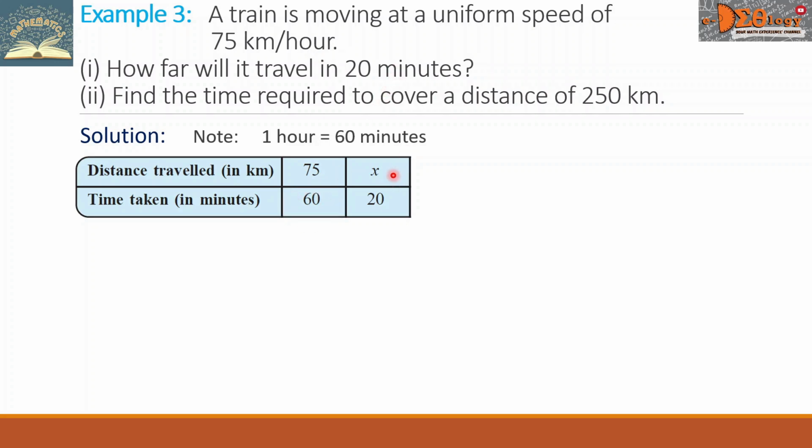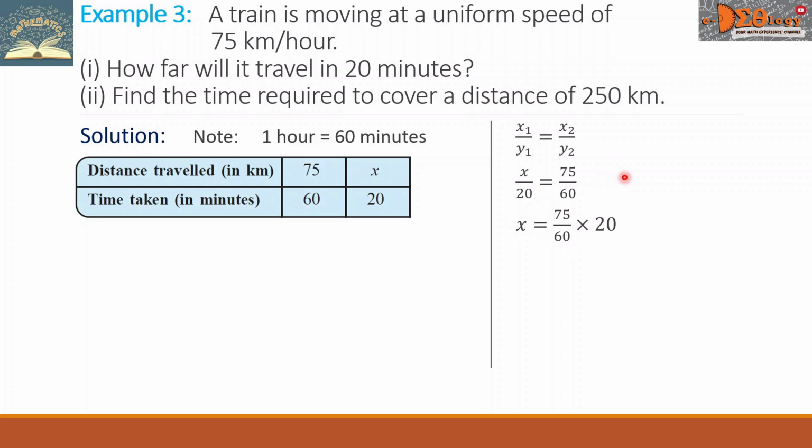For the first problem, we write here x for the distance for 20 minutes. Let us now use our formula. Then we substitute the values. x over 20 equals 75 over 60. Let us solve for x. We cross multiply 20 on the right side. And we see here that we can cancel this 20 by 60. So we have 75 over 3. And the quotient is 25. This is the value of x, which is in kilometers. So the value of x here we note as 25.